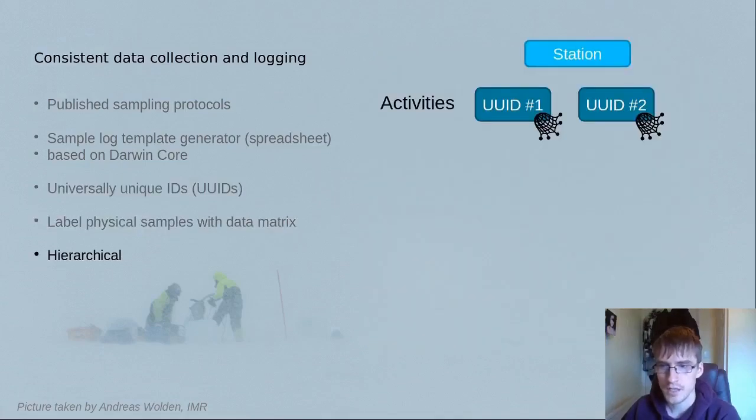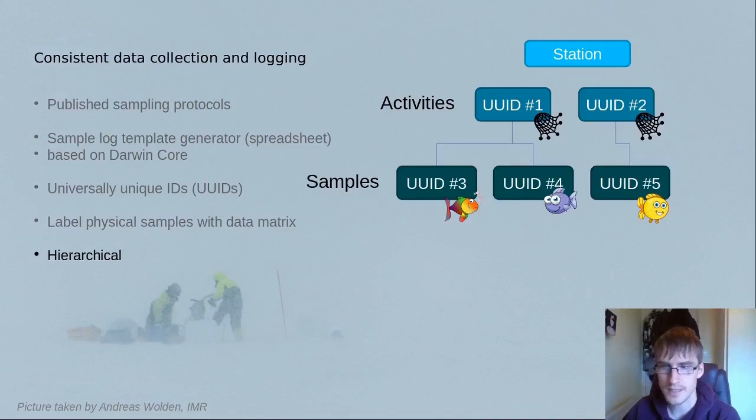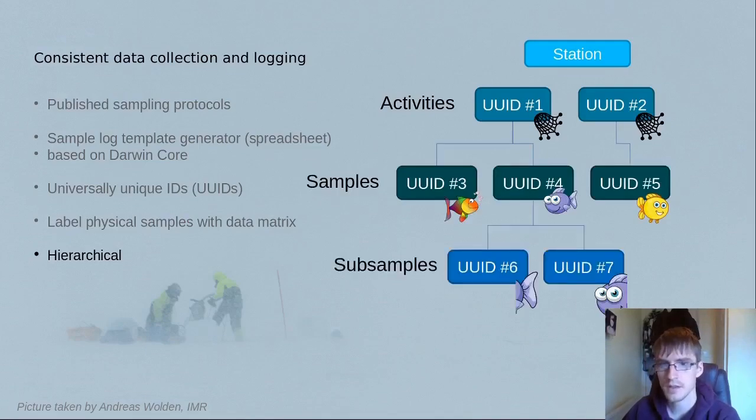The electronic log is hierarchical, so at a single station you might have a couple of activities. For example, some nets could be hauled over the side of the vessel. You take samples from these nets, perhaps different fish. And below that are subsamples, so if you chop one of the fish into a few pieces. Each sample is logged both with its own ID, but also the ID of its parent. And so it's clear how the data relate to each other, and one can easily navigate through the database.